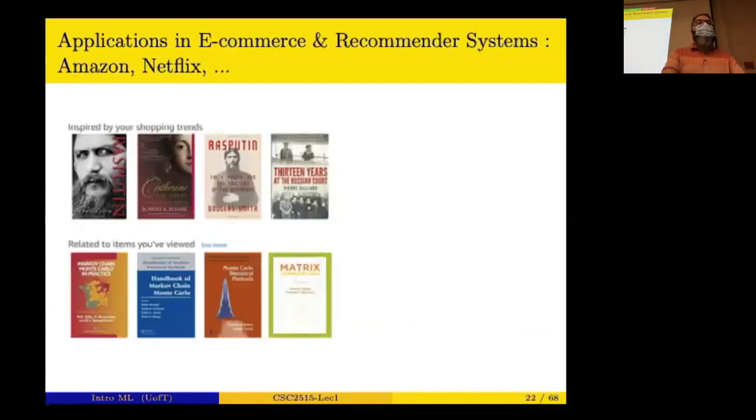And another application is recommender systems, like when, based on your previous selections, Amazon, Netflix, and many other companies suggest new products to buy, and it's in their interest to suggest good products. They use machine learning for doing so.